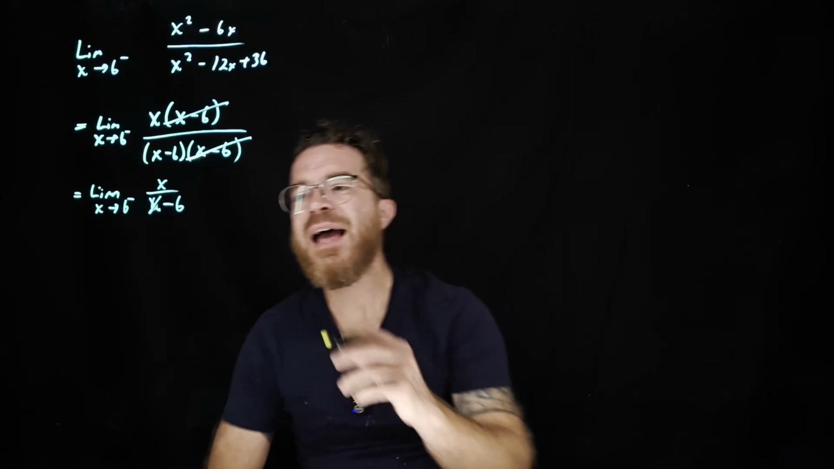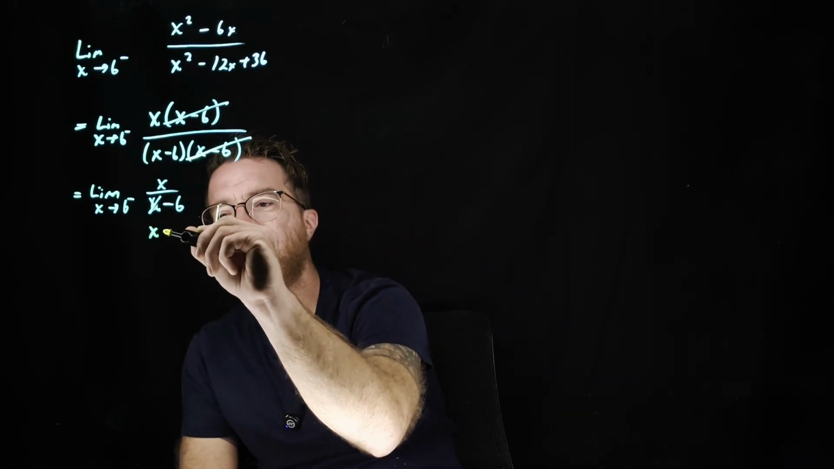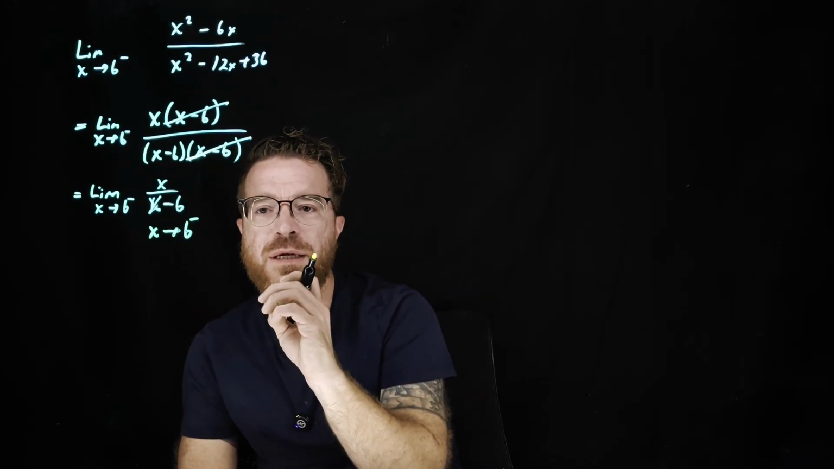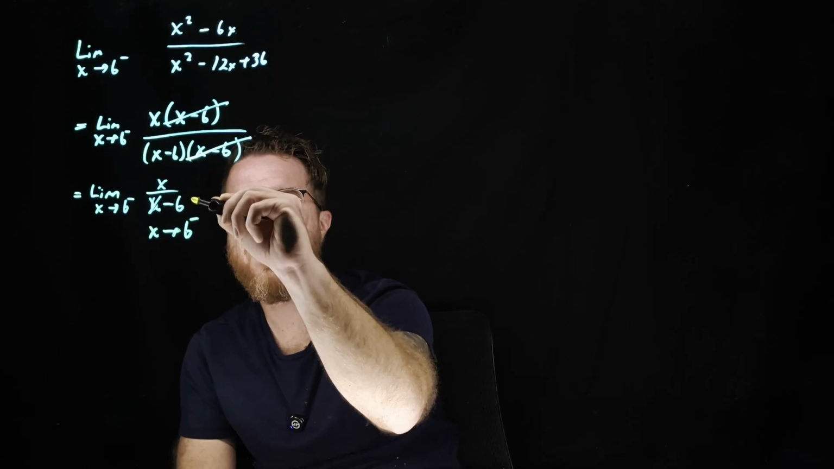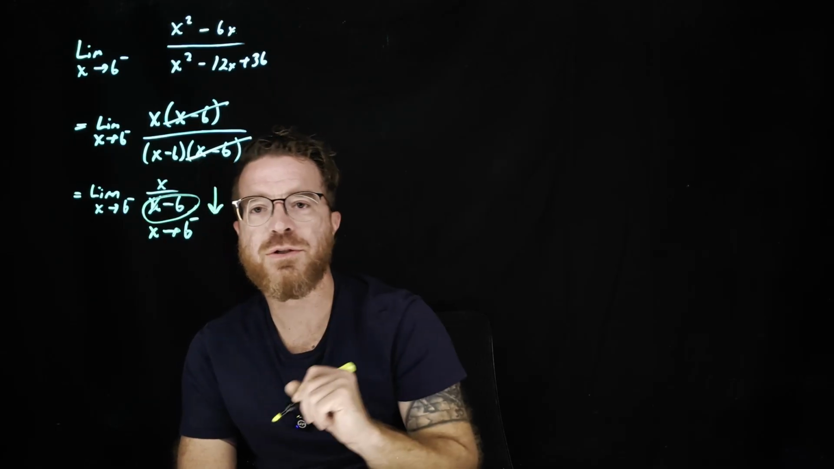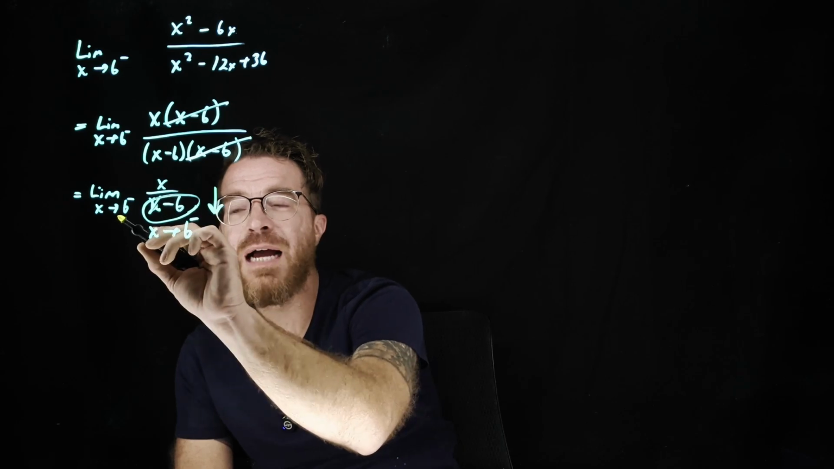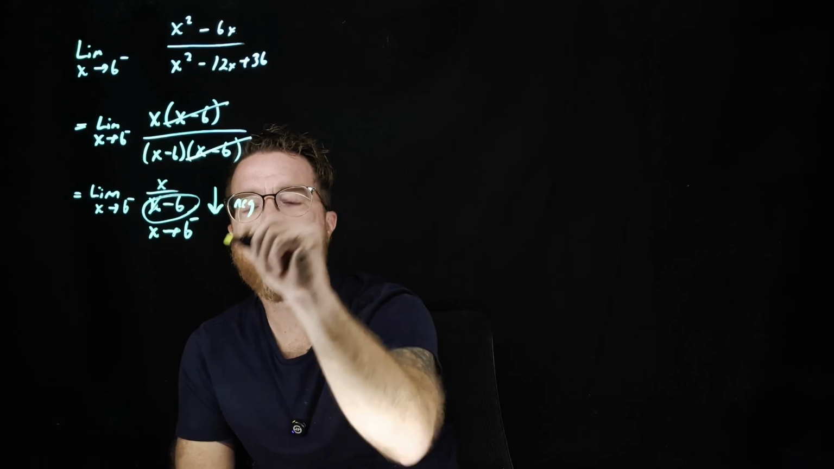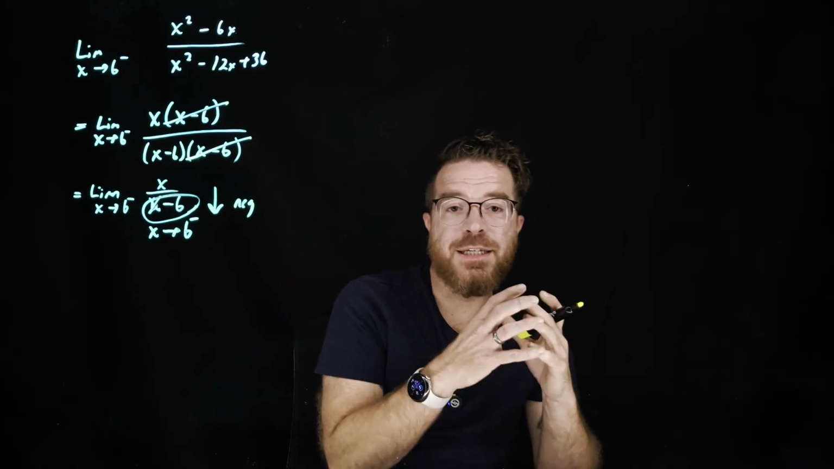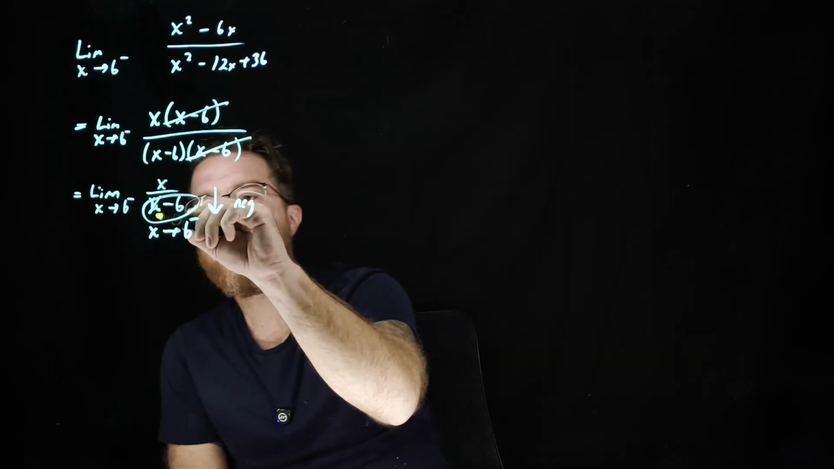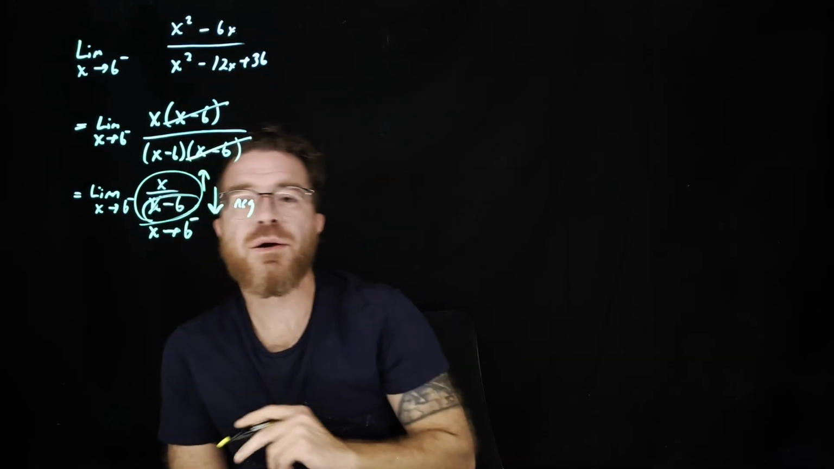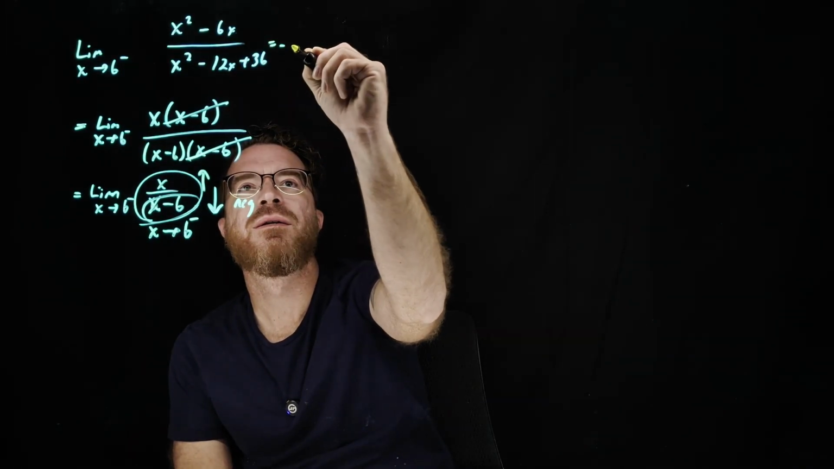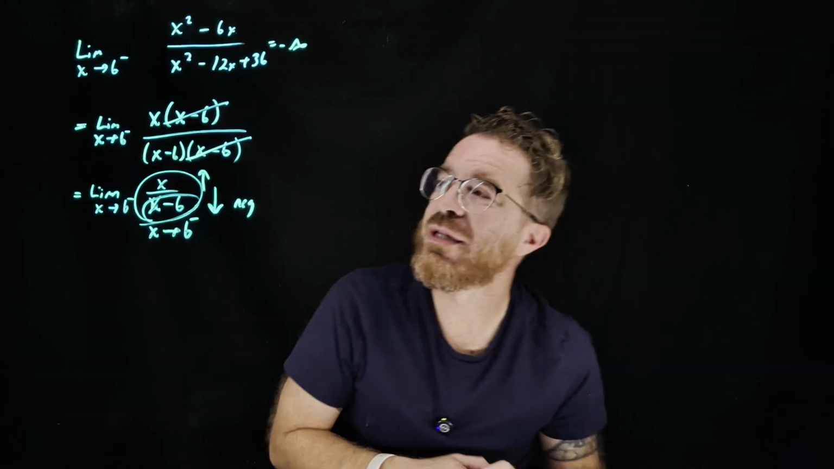So what's happening is, as my x gets closer and closer to 6 from the left, this bottom term is getting smaller and smaller. And because I'm to the left of 6, whenever I take x minus 6, I will always have a negative number, which means that if my denominator is getting smaller and smaller, my entire fraction is getting bigger and bigger, but in the negative direction. So that means that this is going to approach negative infinity as I get closer and closer to 6 from the left side.